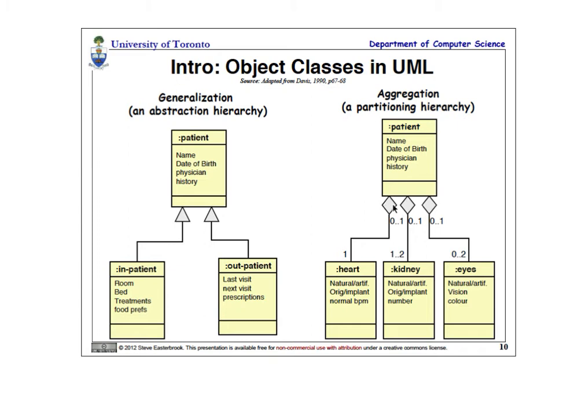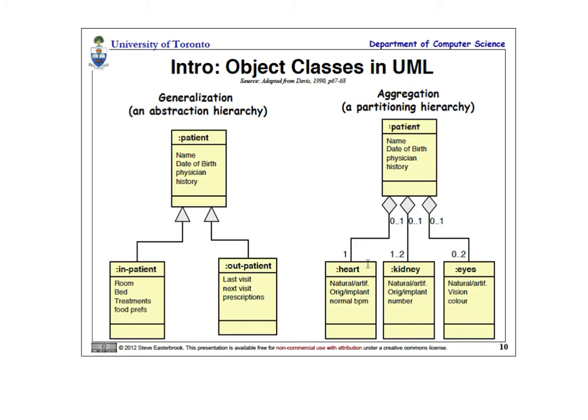Another type of relationship is indicated by this diamond, and there's two kinds of diamonds. There's unfilled diamonds and filled diamonds. So this indicates an aggregation or a partitioning hierarchy. So this means, for example, a heart is part of a patient, a kidney is part of a patient, and these numbers indicate how many. So a patient has a collection of 1 heart, 1 to 2 kidneys, 0 to 2 eyes, etc.